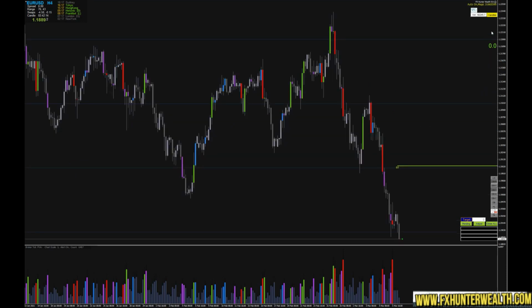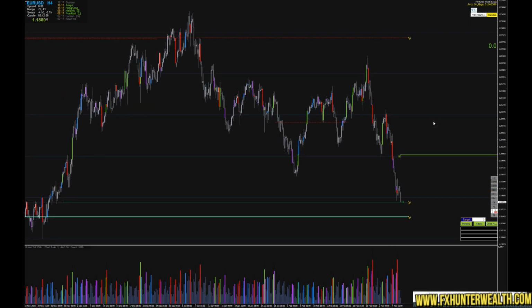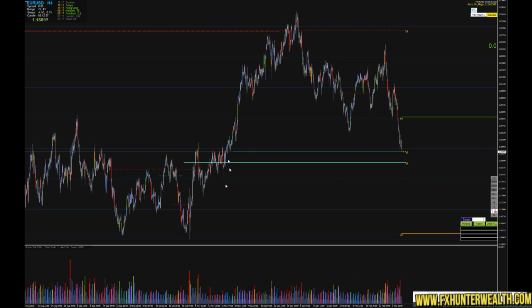Okay, so let's go to the 4 hours and let's bring the levels, right? So let's bring the weekly. We can see that we are coming into the weekly level. What weekly level is that? That's the weekly level where they accumulated these positions to move price up, right?